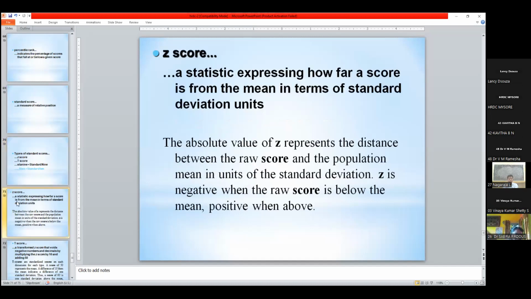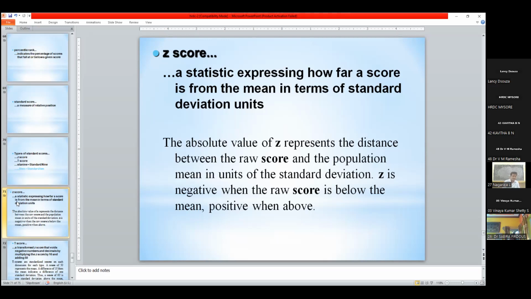A Z score is a statistic that tells how far a score is from the mean in terms of standard deviation units. Whether it's +1 SD or -1 SD, it is the distance between the mean and the SD. Based on this, it says how far a score is, whether it's within +/-1, and this is required for making norms.